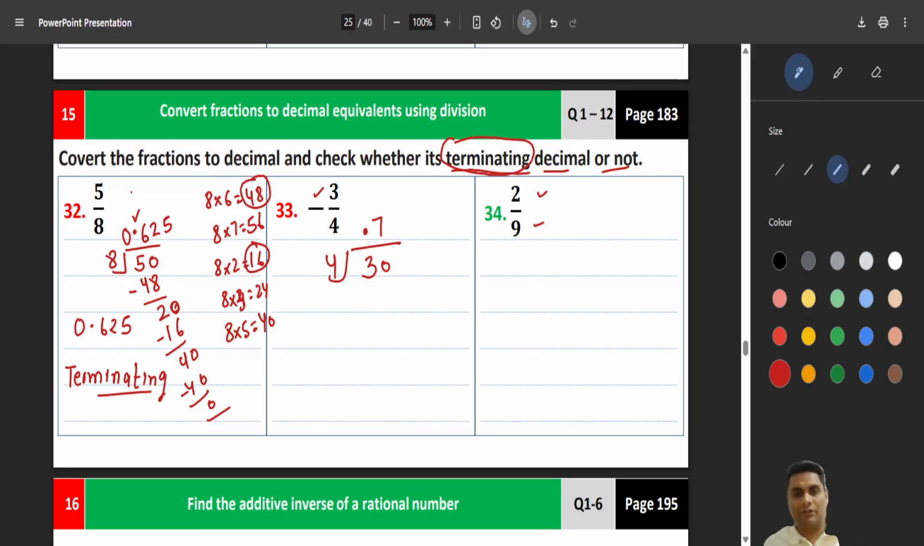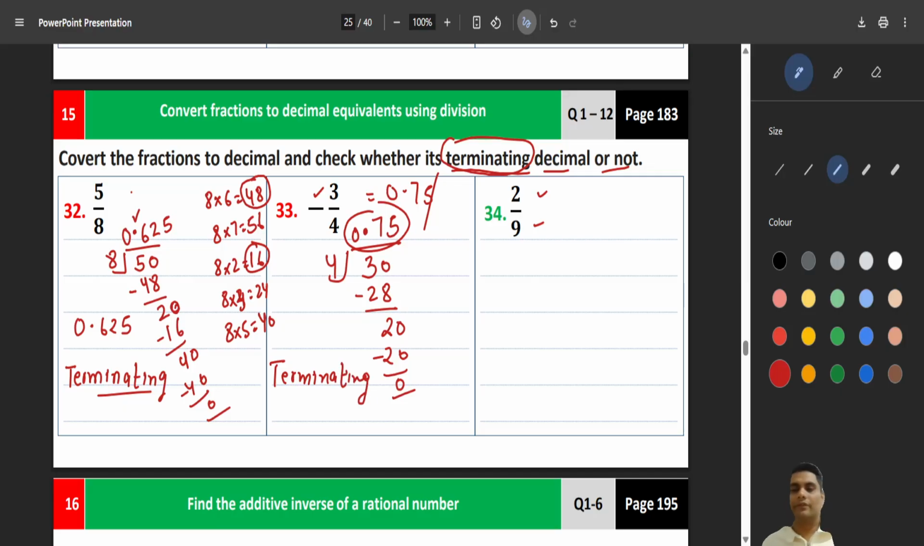4 times 7, 28. Why did I take 28? Because 30 is not there in the table of 4. 30 minus 28, 2. I have point, right? So I can add a 0. 4 times 5 is 20. So check, my work is done again. The answer is 0.75 because it stopped after 5. This is also terminating.